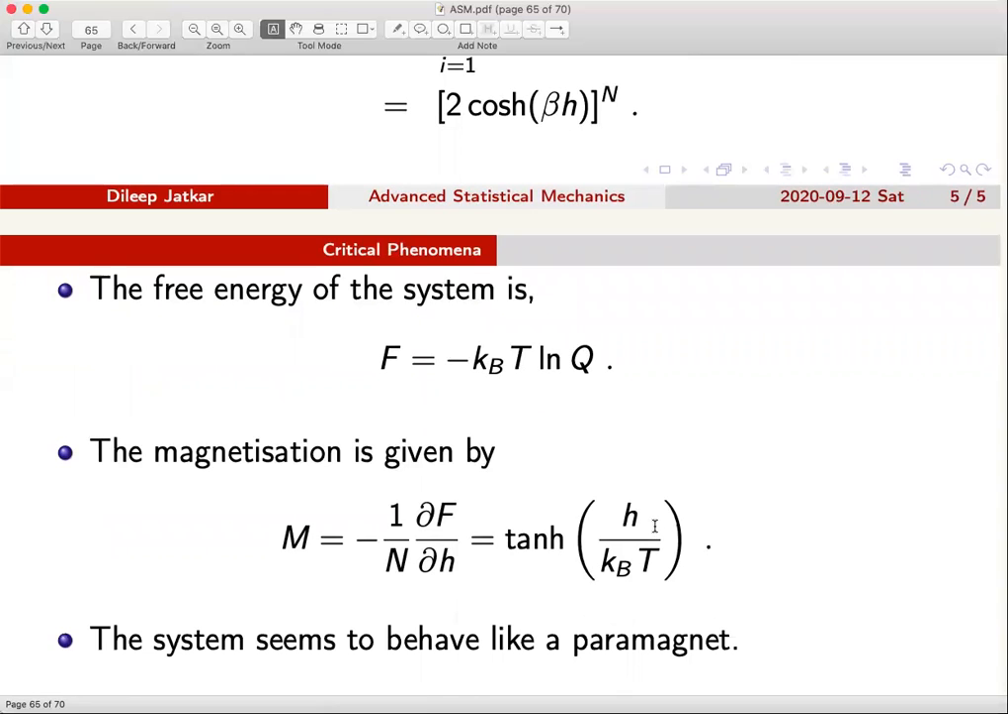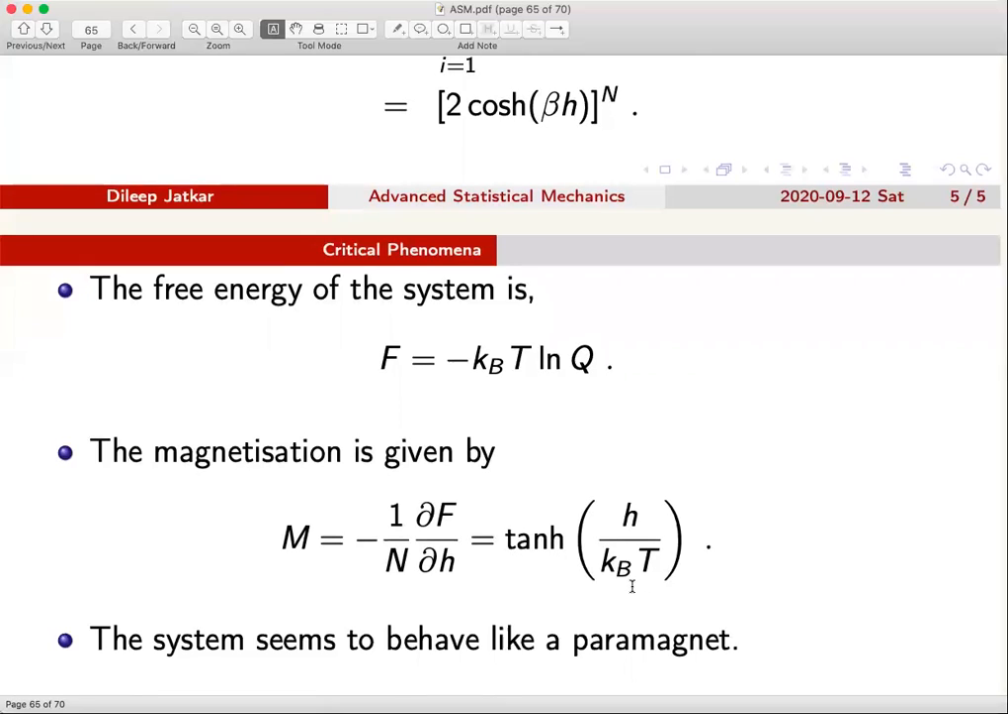A paramagnet is a system, or a material, where if you apply a magnetic field, then the system gets attracted or develops a magnetization which is in the direction of the magnetic field. Okay, so now you look at this function, m is tanh h. If h is positive, then tanh h is positive.